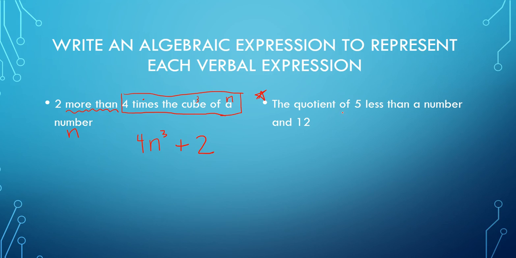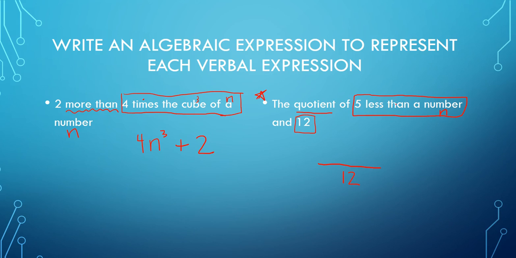Alright, so quotient means divide. So I'm going to write a fraction bar. So we're dividing 5 less than a number. We're not sure what number, so let's do n again. And 12. Those are the 2 things that are getting divided. So 12 is going to be the bottom, the denominator.